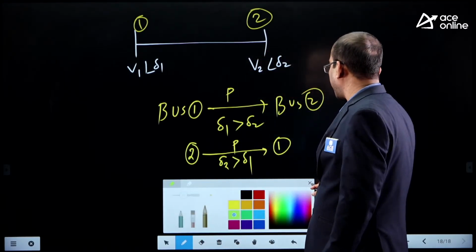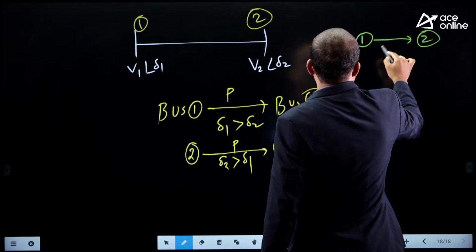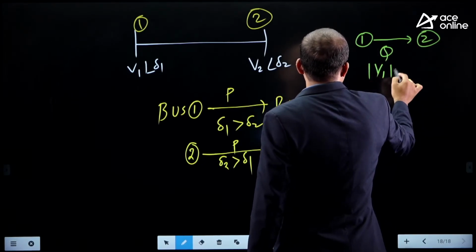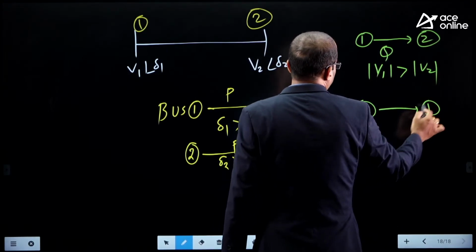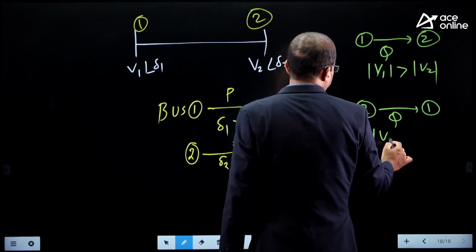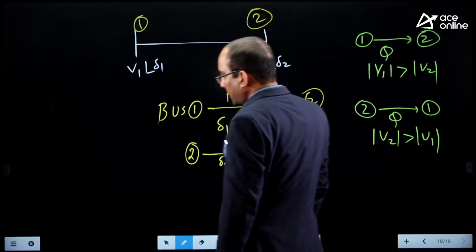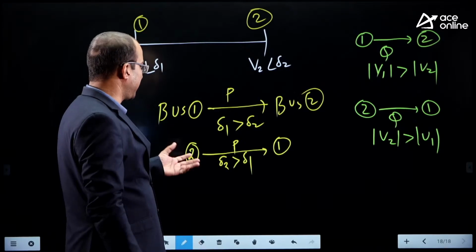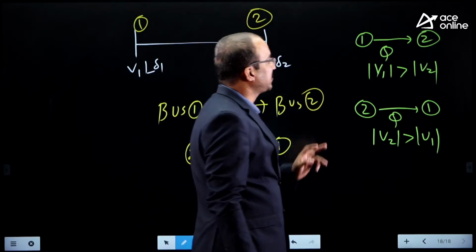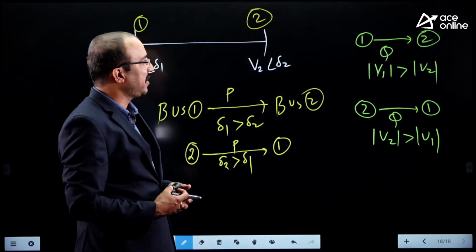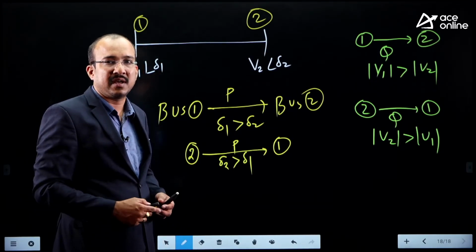Similarly, for reactive power transfer from bus 1 to 2, magnitude of V1 should be greater than magnitude of V2. And from 2 to 1, magnitude of V2 should be greater than magnitude of V1. So for specific transmission of real power between the buses, there must be difference in load angles, and for specific transmission of reactive power between the buses, there must be difference in what? Voltage magnitudes. These sort of questions can be asked in the examination.